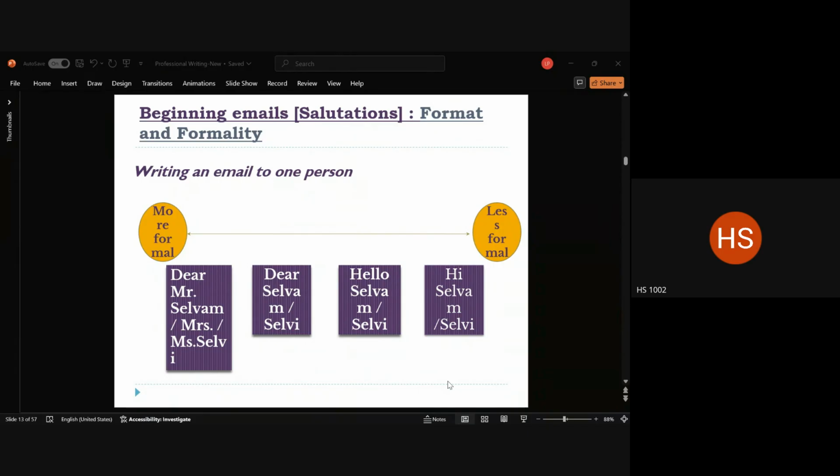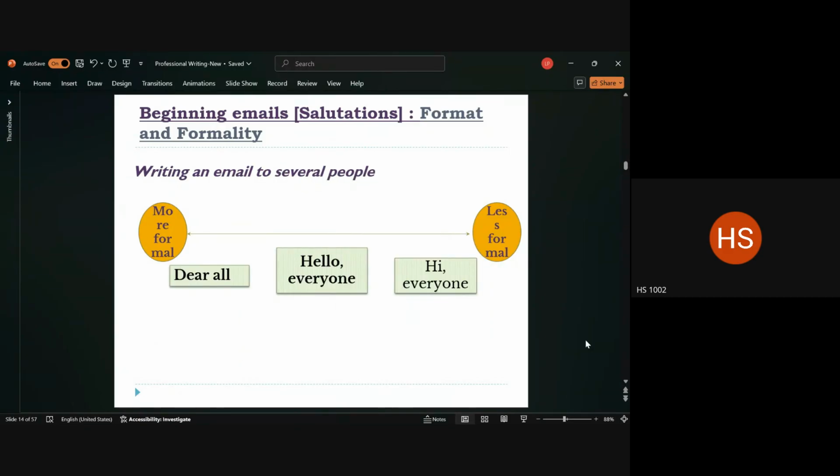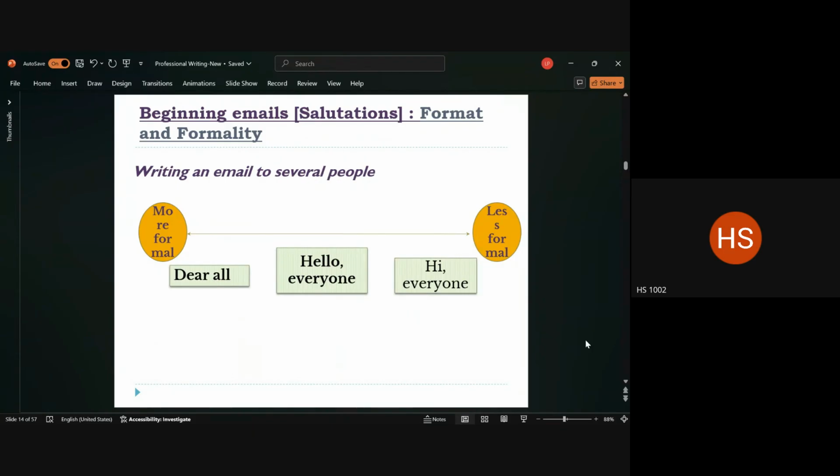All right. Any questions there? Very straightforward, right? There's nothing confusing here. Then we move on to the second type. So this was writing an email to one person. How about when you're writing it to several people?